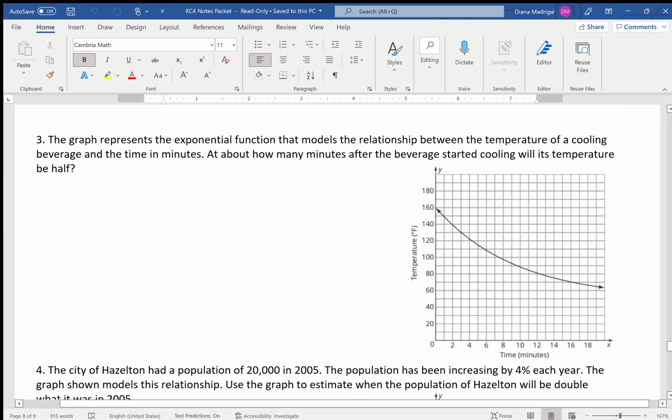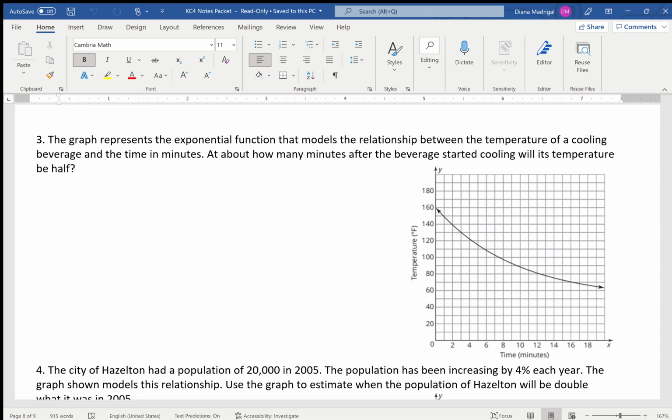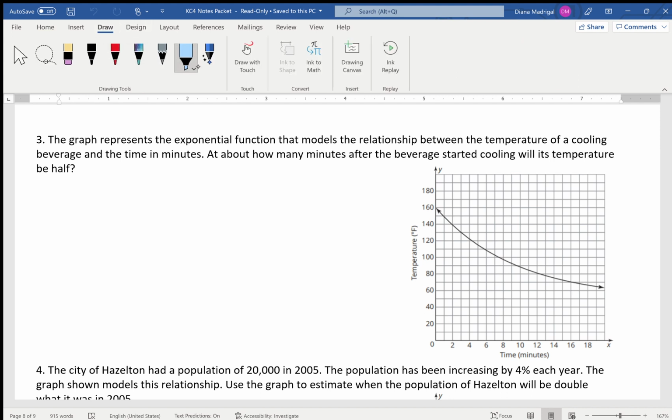It says the graph represents the exponential function that models the relationship between the temperature of a cooling beverage and the time in minutes. At about how many minutes after it started cooling will its temperature be half? So my question is this sentence right now. This is the one I should be paying attention to. They're asking me what time, how many minutes, there you go, talking about time. How many minutes would the temperature be half?